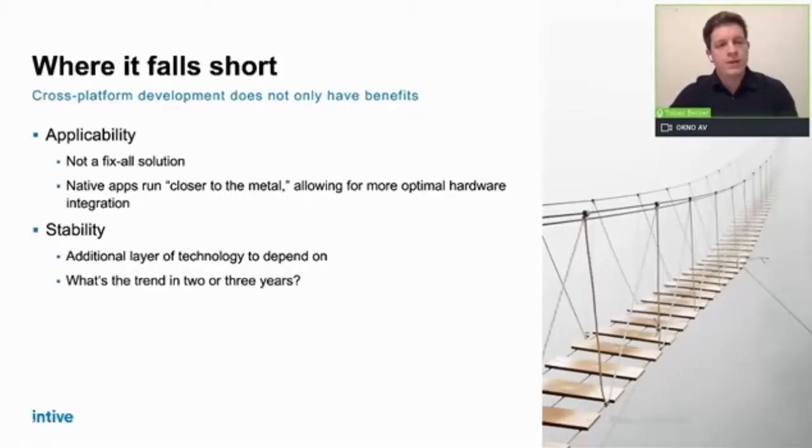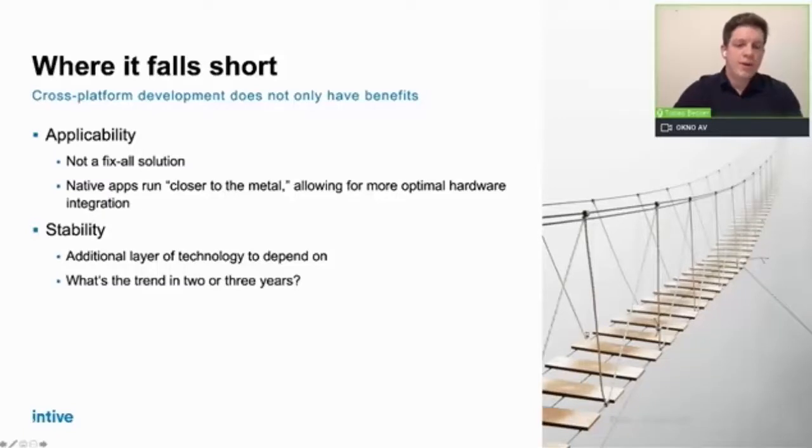Also, an important thing to consider is stability. Not stability of your code, but rather stability of the tool, the tool set, and the tool chain that you use. Using cross-platform development adds an additional layer of technology that you depend on to build your application, right? So you don't only have iOS and Android, or Apple and Google, as dependencies and their stores, but you also have a third-party provider that you need to always update their technology, right? If a new version of iOS or Android is released, you need your cross-platform tool to adapt and update their tooling to support all those new technologies and features of the platforms.